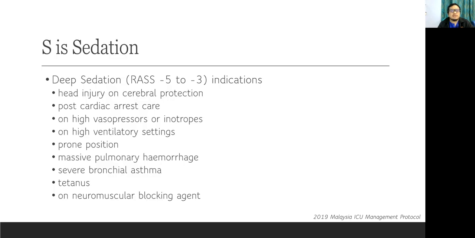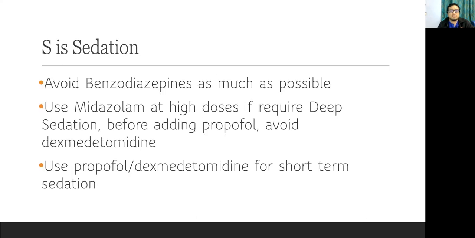Deep sedation only on specific indications: head injury, post cardiac arrest care, on high vasopressors, on high ventilator setting, prone position, massive pulmonary hemorrhage, severe bronchospasm, tetanus, and on neuromuscular blocking agent. You have to avoid benzodiazepine like midazolam as much as possible. Use midazolam at high dose if required for deep sedation before adding propofol, and try to avoid dexmedetomidine because it's not suitable for deep sedation. You will have a lot of side effects. You can use propofol or dexmedetomidine for short-term sedation. This is applicable to most of the patients.